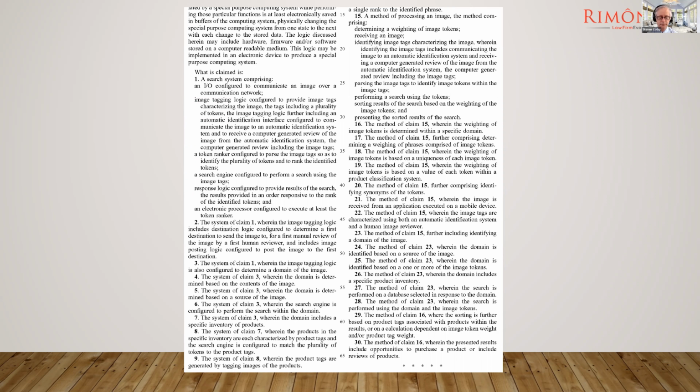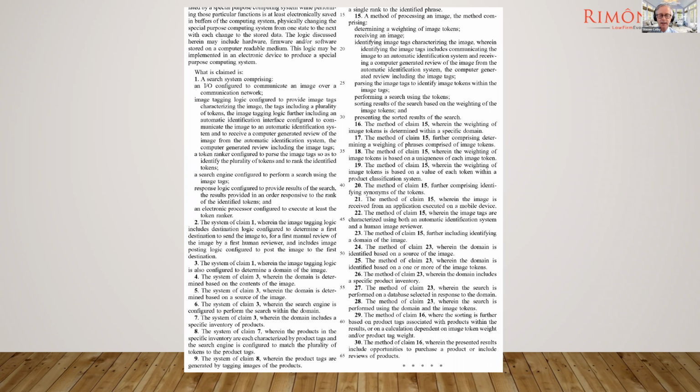It's got an I/O, right? Just your communication port or antenna or whatever. It's got an image tagging logic, okay? A token ranker, a search engine, and response logic, and a microprocessor, electronic processor, right? Those are the main elements of the claim. In order to infringe this claim, somebody has to have every one of those elements, okay? And not just the elements, but the elements as described word by word in this claim.